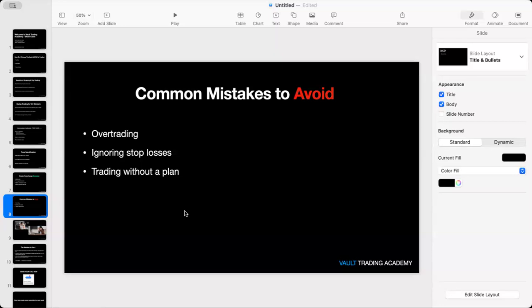Another thing, ignoring stop losses. Has anyone here ignored a stop loss before? Do you even know what a stop loss is?